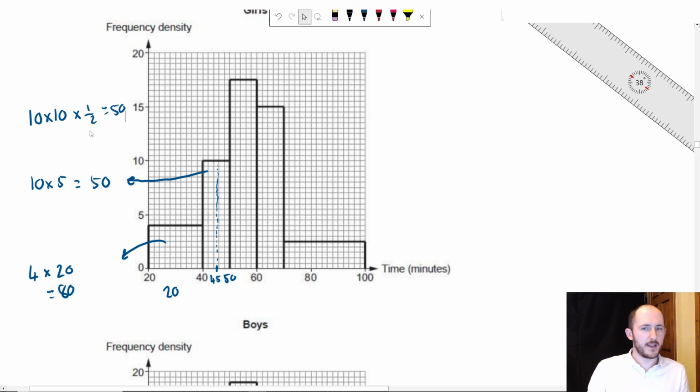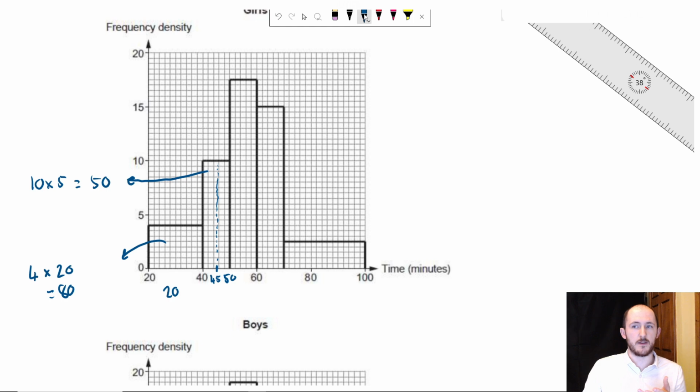But the reason why I don't like this is sometimes you're only like a third of the way in a bar, so then you're timesing by 1/3 or something, which is really stupid in my opinion. It just makes it needlessly complicated. So just in case you've seen it in a different way, this way will work every single time. So you don't really need to worry too much about it.